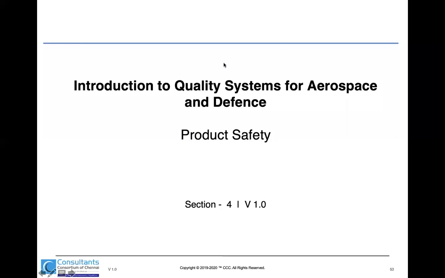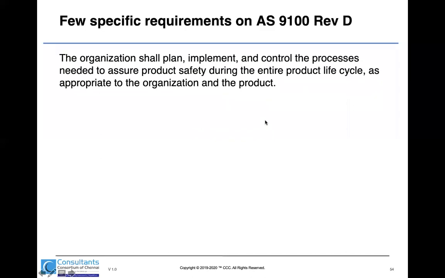Okay, so now I'll move to the next topic, product safety. This is very critical in the standard. That's the ultimate purpose of the standard, safety and reliability. Again, here they have a very simple requirement. The organization must plan, implement, and control the processes needed to assure product safety.